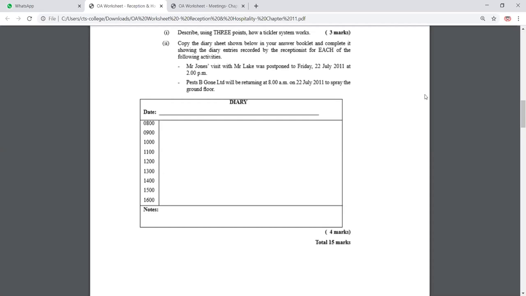The document is passed to the responsible party for action.